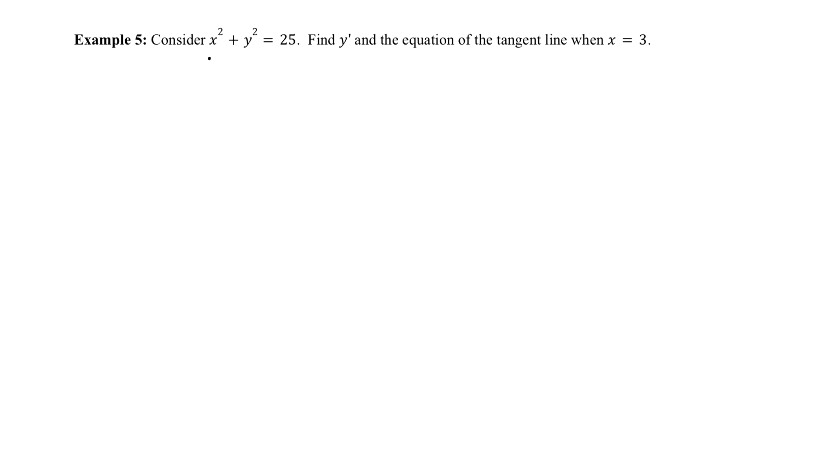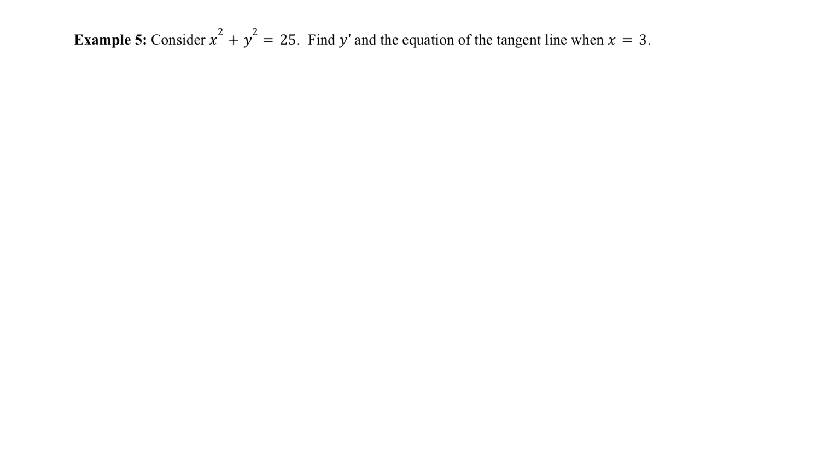So here we've got the equation x squared plus y squared equals 25. In this problem we're going to find y prime, and then we're also going to find the equation of the tangent line when x is equal to 3. I don't particularly want to solve for y. It wouldn't be too challenging, but we'd have to use the chain rule, and I don't really feel like doing that right now.